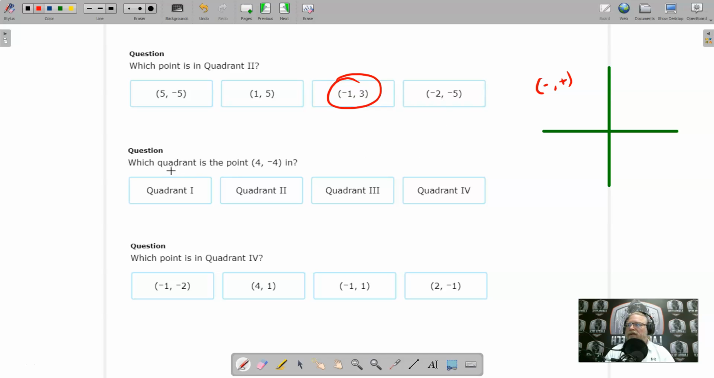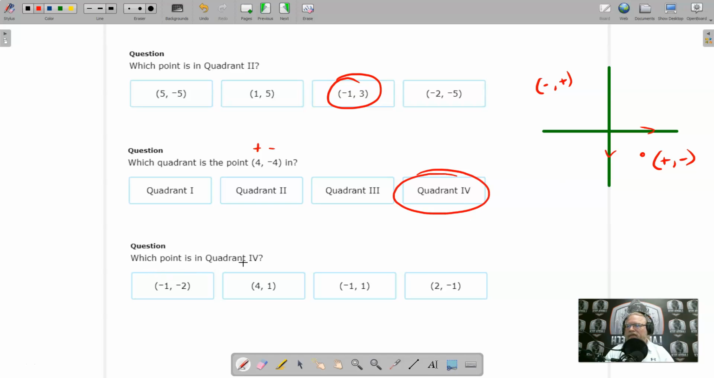Which quadrant is the point for negative 4? So we're looking for positive, negative. Well, positive, negative is where we have a positive x value that's going this way, and then negative y values. So that's going to be down here. So everything down here is a positive, negative. And isn't that what negative 4 is? So it must be quadrant 4.